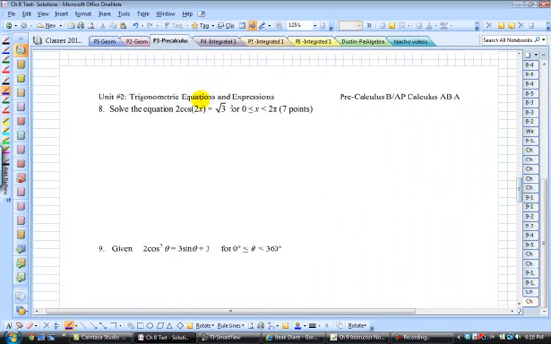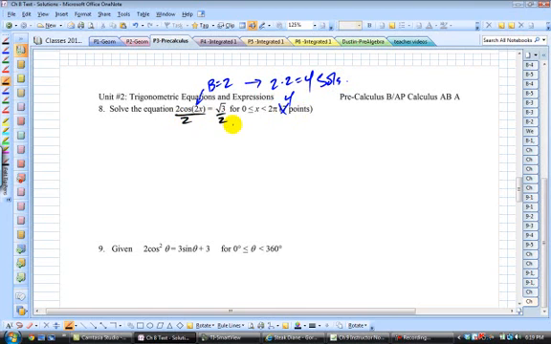Okay, now I notice on this one that b is 2. If b is 2, that tells me that I have 2 times 2 or 4 solutions. All right? I'm looking for 4 solutions. All right, so I'm going to change this, by the way, to 4 points. Okay, so let's do this.